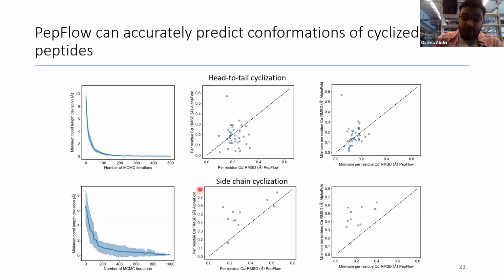Since AlphaFold doesn't explicitly model sidechain atoms, we're unable to really use it to model sidechain cyclized peptides. So in this case, we simply compare it to linear peptides from AlphaFold, and we found that, as expected, PepFlow is much better able to generate reasonable peptide conformations.